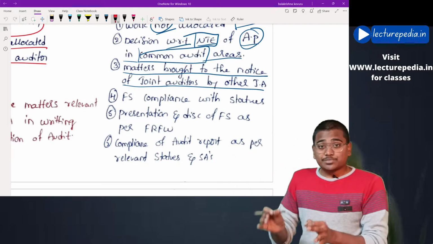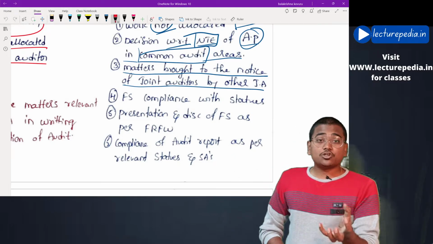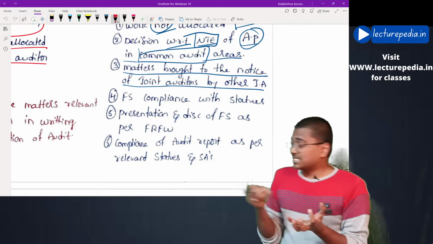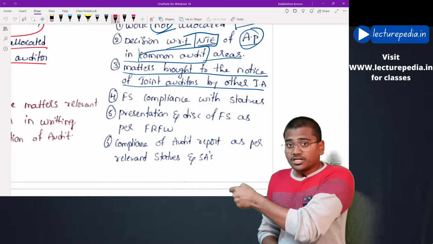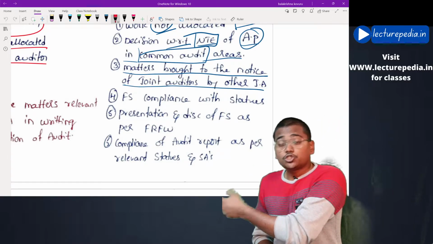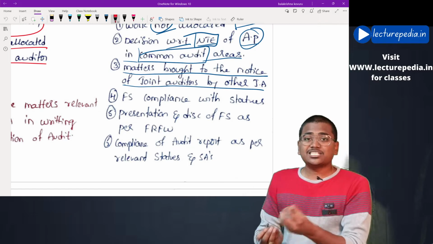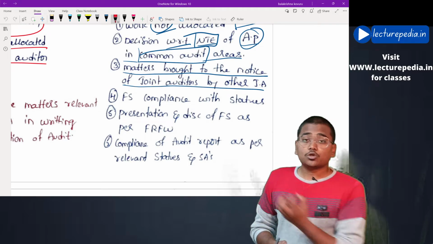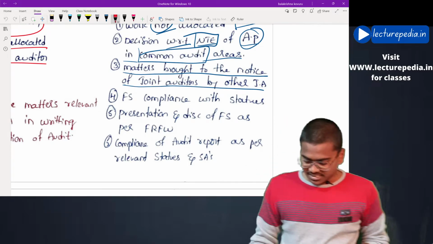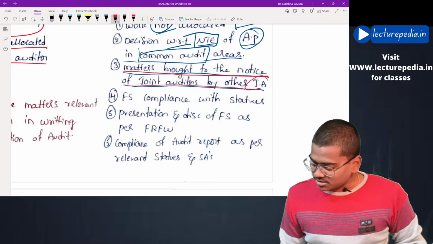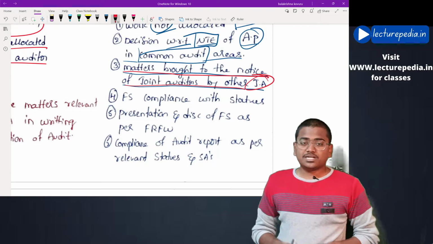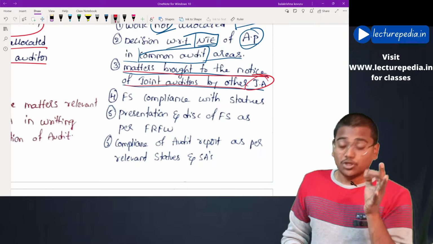Okay, in respect of those matters which are brought to the notice of the other auditor for discussion by one of the auditors, all the auditors will be responsible jointly together in respect of these matters which are brought to the notice of other auditors. Hope this is clear. Okay, matters brought to notice of joint auditors by another joint auditor. In respect of these matters, all the joint auditors will be responsible together.